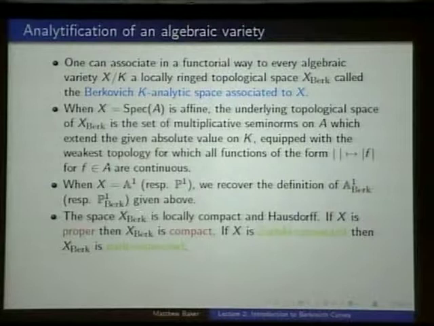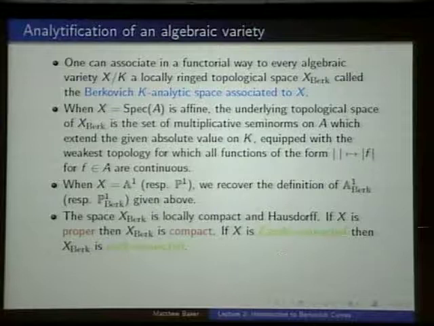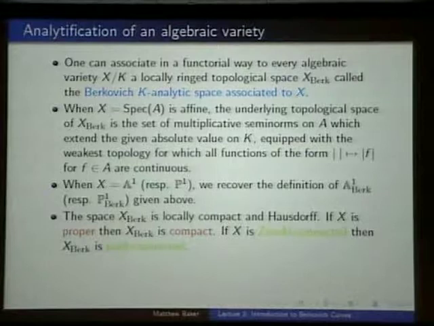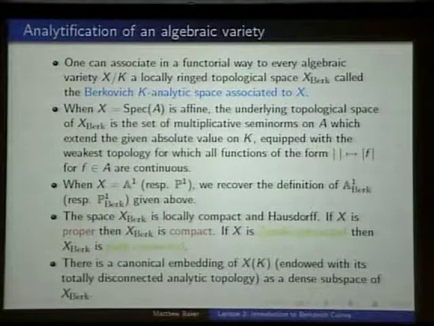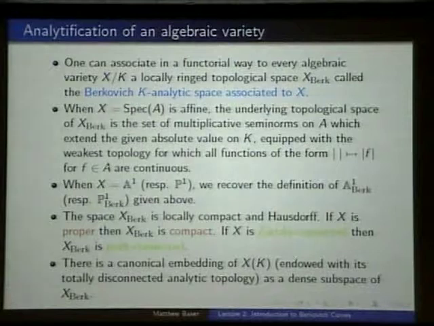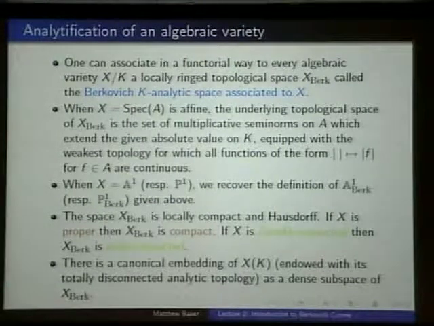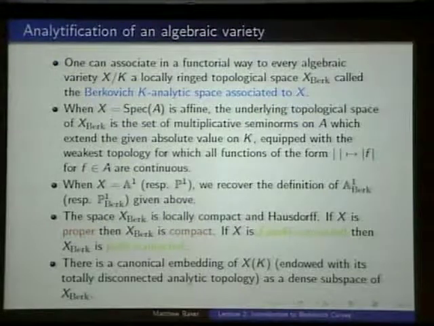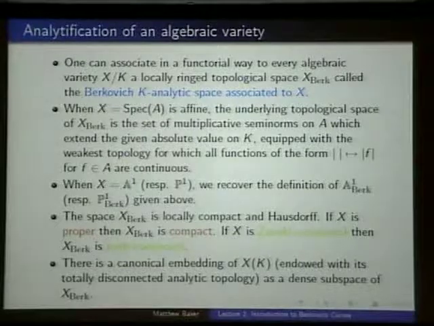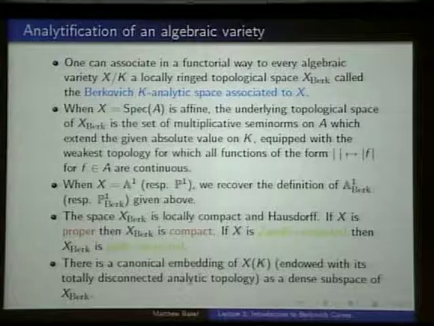And just in this generality, you get a locally compact Hausdorff space. If X is a proper algebraic variety, then the Berkovichification will be compact. And if X is connected in the Zariski topology, then you'll get a path-connected analytic space. And you get a canonical embedding of the k-valued points of X with this totally disconnected topology that Jeremy has pointed out we shouldn't completely diss. But you get that as a dense subspace of the Berkovich space. So all these things I've said work in general.